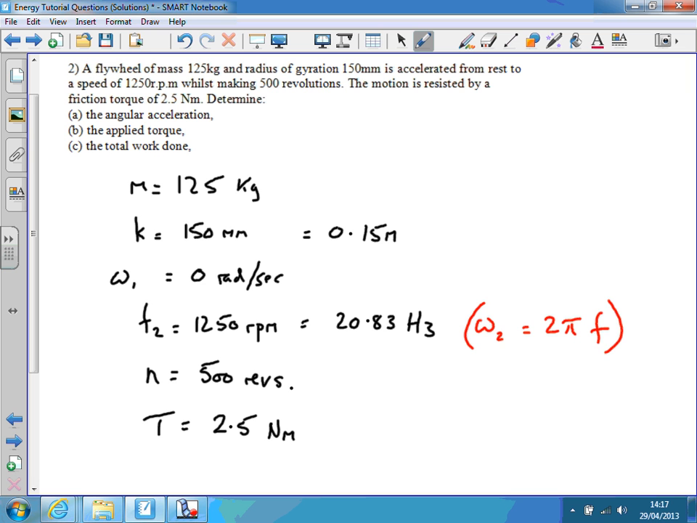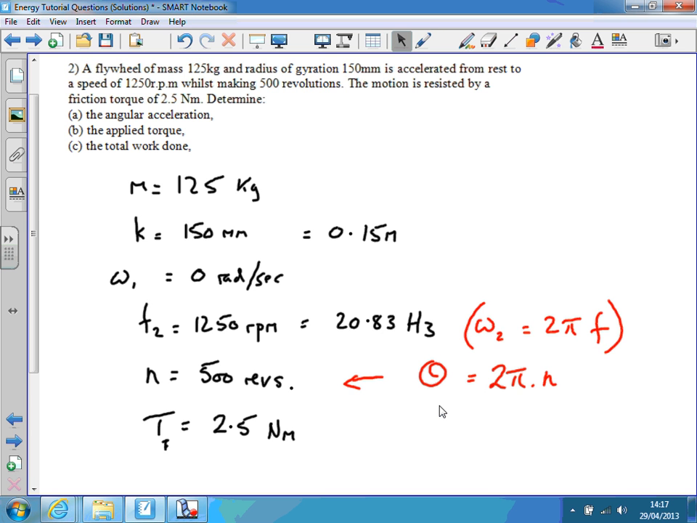We're given the number of revolutions, 500 revolutions, and it's worth remembering at that point that that's related to theta, because the total angle that you turn through equals the angle you turn through in radians for one revolution, which is 2 pi, multiplied by n, which is the number of revolutions. So in fact, giving you the number of revolutions is telling you theta in a roundabout way. And then finally we're given that the torque, the friction torque on this thing, is 2.5 Newton meters. So that's the friction torque.